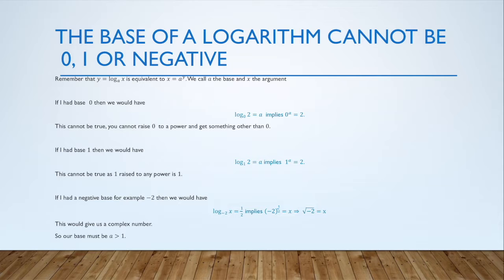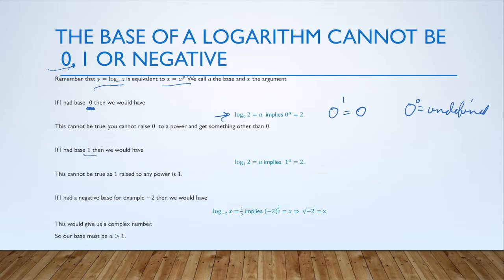So let's remember that y equals log base a of x is equivalent to x equals a to the y. If we had a base 0, like we're trying to show why the base can't be 0, let's start with that case. If I had a base 0, then log base 0 of 2 equals a would imply 0 to some number equals 2. And that can't be true because you can't raise 0 to a power and get something other than 0. And 0 to the 0, in case that was your next question, is undefined.